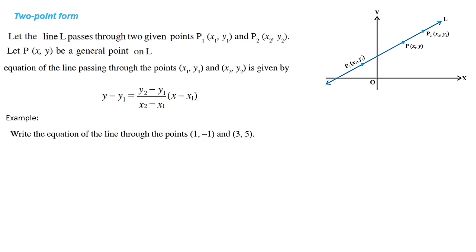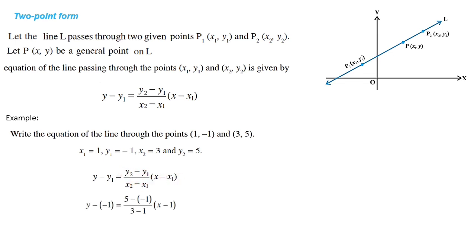Previously what we have done is point-slope form, one point and slope. Now here, two points only will be there. So x1, y1, x2, y2 we have written. Then y minus y1 is equal to (y2 minus y1) divided by (x2 minus x1) into (x minus x1) is the formula. y minus y1, that is y minus (-1), equal to y2, which is 5, minus y1, which is -1, divided by x2, which is 3, minus x1, which is 1, into (x minus x1), that is (x minus 1).